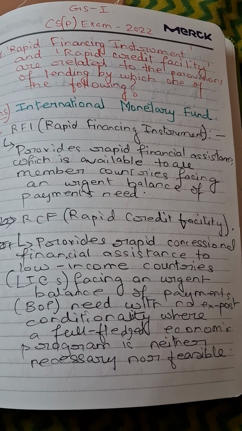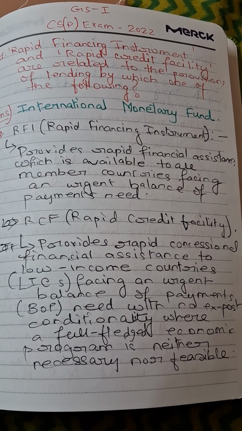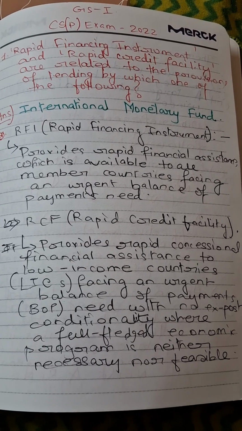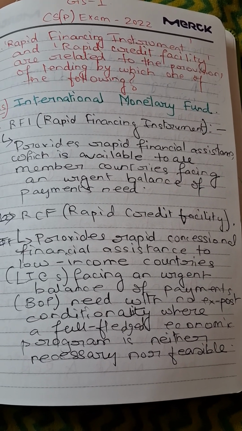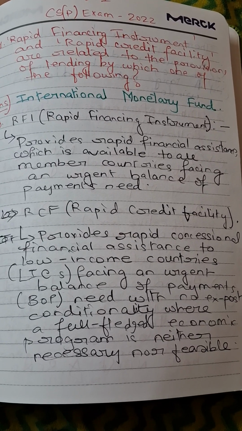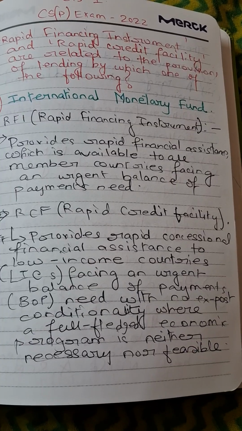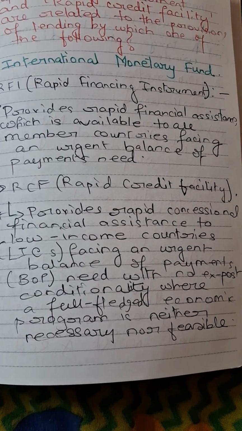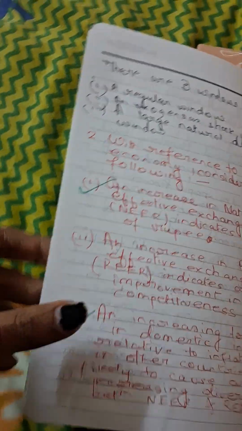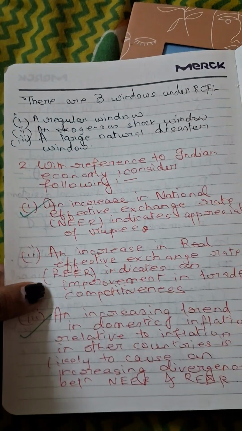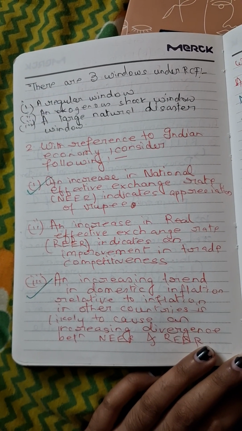RFI, that is rapid financing instrument, provides rapid financial assistance which is available to all the member countries of IMF facing an urgent balance of payments need. RCF, which is Rapid Credit Facility, provides rapid concessional financial assistance to low-income countries facing an urgent balance of payments need with no ex-post conditionality, where a full-fledged economic program is neither necessary nor feasible. There are three windows under Rapid Credit Facility, which is a regular window, an exogenous shock window, a large natural disaster window.